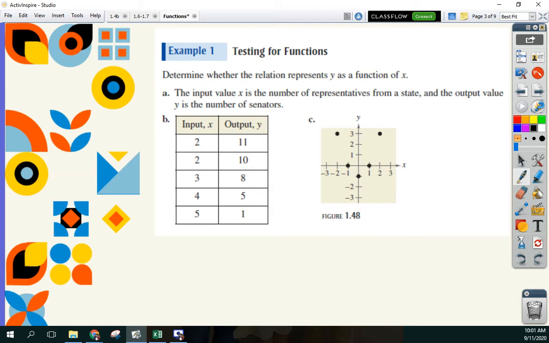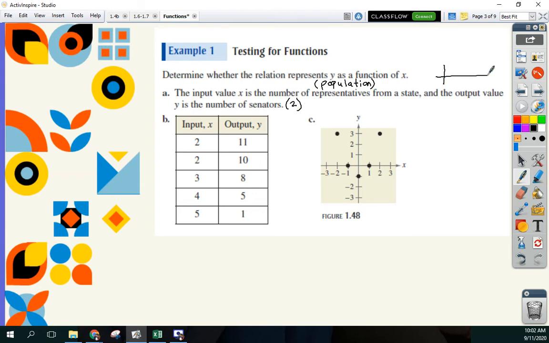So hopefully, we remember that our number of representatives from each state is going to be based upon the population of that state, which means that it's going to be different for different states. Now, for our number of senators, each state gets exactly 2 senators. So we need to think about this, hopefully, in terms maybe of a graph. It might be able to make it a little bit more clear for us.